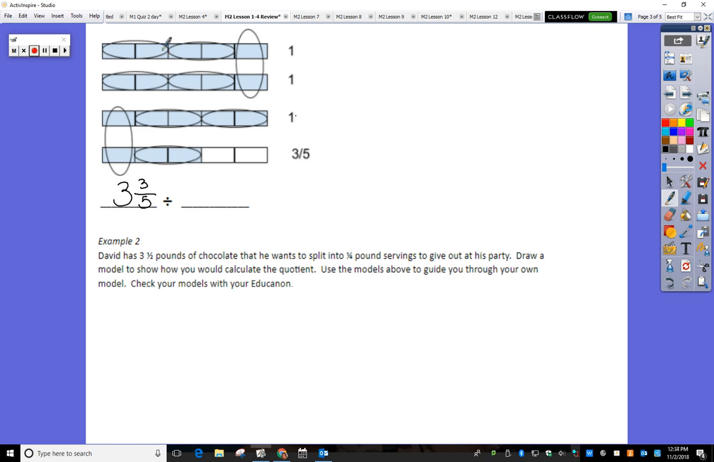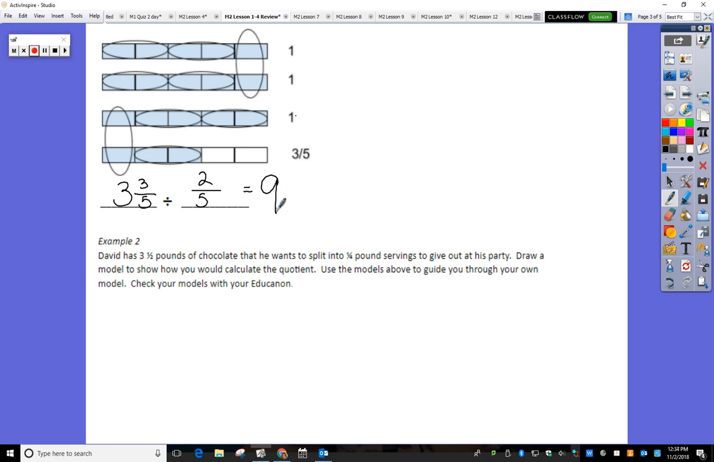When I'm circling, I have to pay attention to how many I'm circling out of the whole. So here I'm circling a group of 2, but it's 2 out of 5. So this is 2/5. And then I am counting how many total I have. 1, 2, 3, 4, 5, 6, 7, 8, 9.